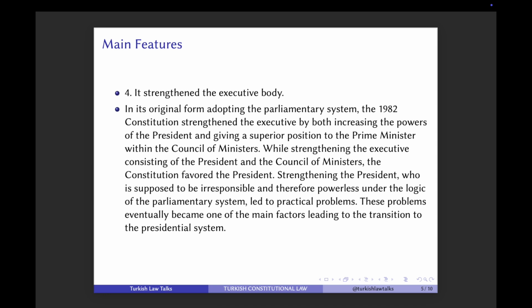Precisely. You hit on a key point. Strengthening the role of a president who is traditionally seen as politically irresponsible, meaning not directly answerable to Parliament for policy, created this inherent tension. Like a structural imbalance? Sort of, yeah. And many argue that this imbalance, this powerful but less accountable presidency within the parliamentary framework, actually sowed the seeds for the eventual move towards a presidential system later on. It highlighted challenges.